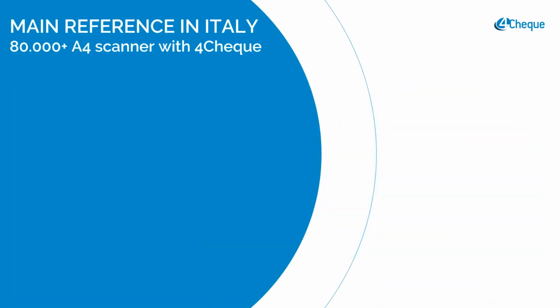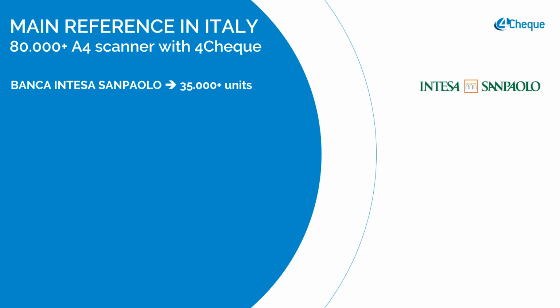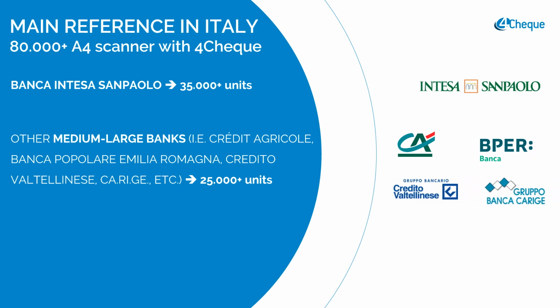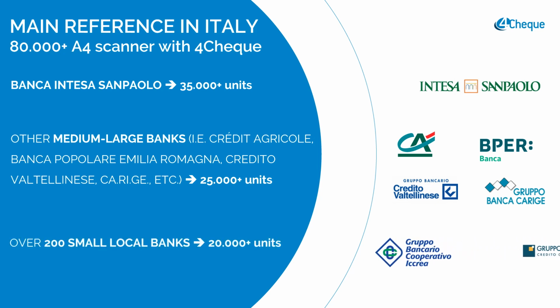In Italy, there are more than 80,000 scanners installed with 4Cheque. Banca Intesa, the largest banking group in Italy by number of agencies, has more than 35,000 devices. Other banks, such as Crédit Agricole, Banca Popolare Emilia-Romagna, Gruppo Credito Valtellinese, and Carige, that we consider medium-large, have more than 25,000 units. Last but not least, more than 200 small banks use 4Cheque every day and have more than 20,000 devices installed.